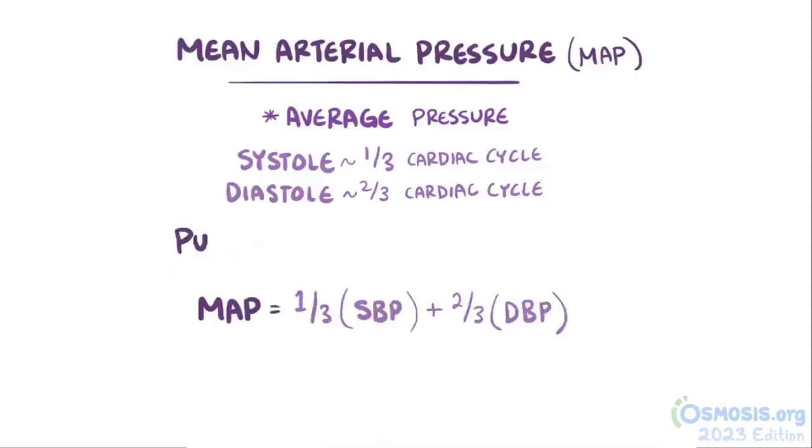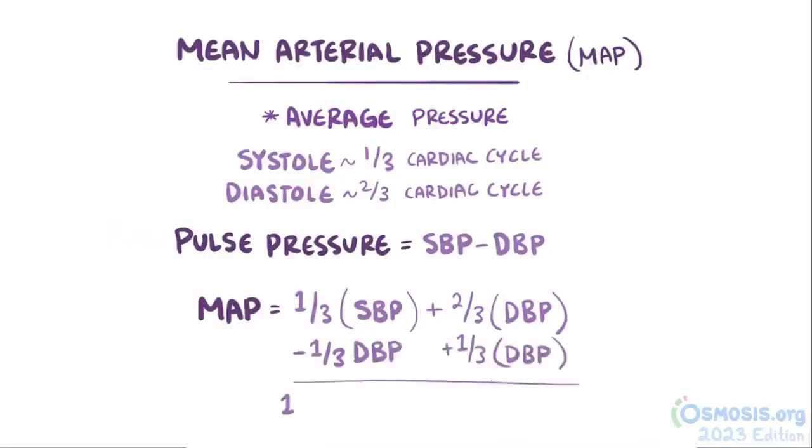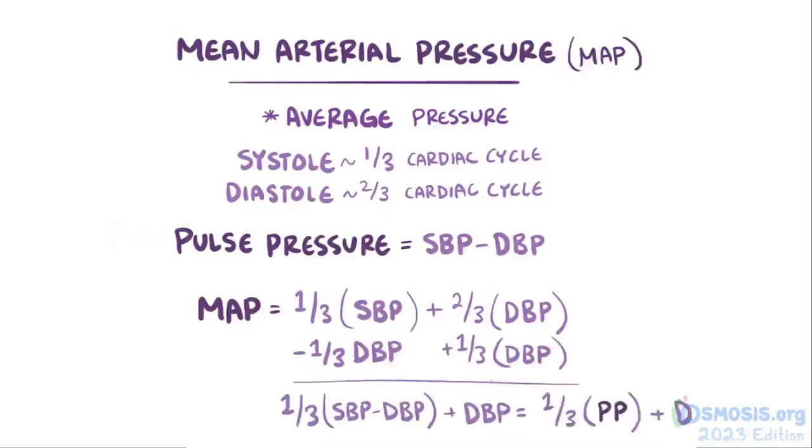Now, another measurement is the pulse pressure, which is the difference between the systolic pressure and the diastolic pressure. So in our example, it'd be 120 minus 80, or 40 millimeters of mercury. So if we do a tiny bit of arithmetic, we can say that MAP is equal to 1/3 times the pulse pressure plus diastolic pressure, which is exactly the same thing, but just written differently.